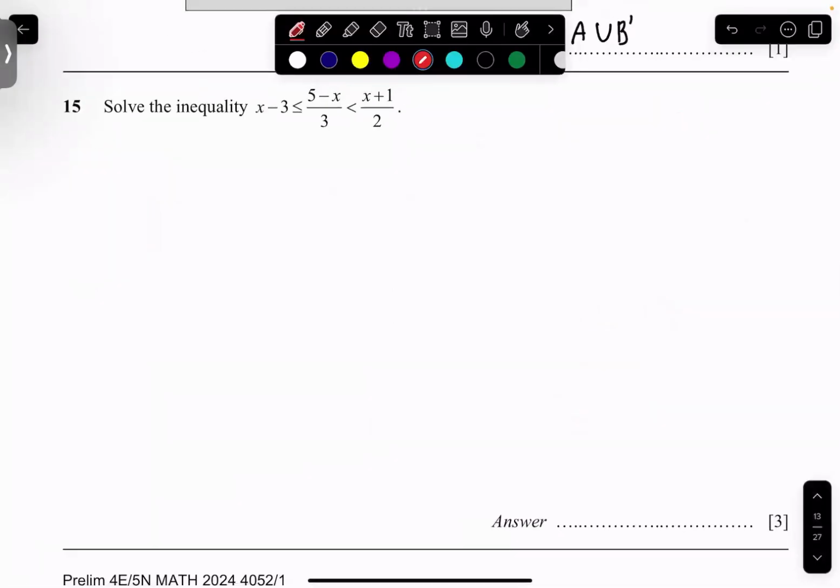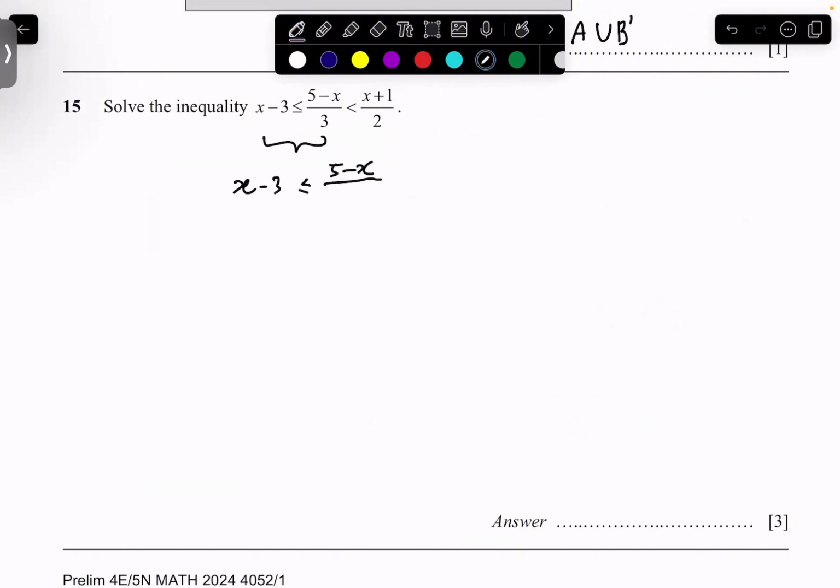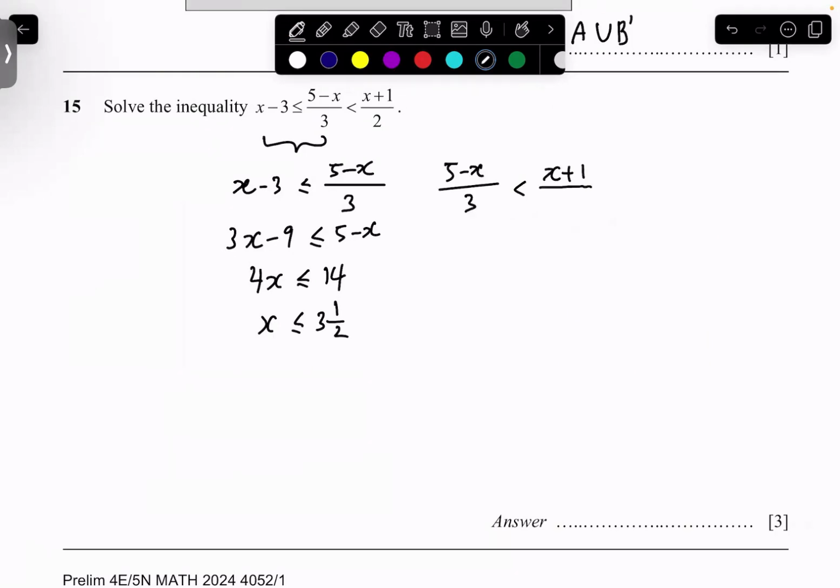Okay, simultaneous inequality, what do we do? Just split into 2 parts. x minus 3 less than or equal to (5 minus x) over 3. Cross multiply: 3x minus 9 less than or equal to 5 minus x, so 4x less than or equal to 14, x less than or equal to 3 and a half. Now check the other side: (5 minus x) over 3 less than (x plus 1) over 2. Cross multiply: 10 minus 2x less than 3x plus 3.